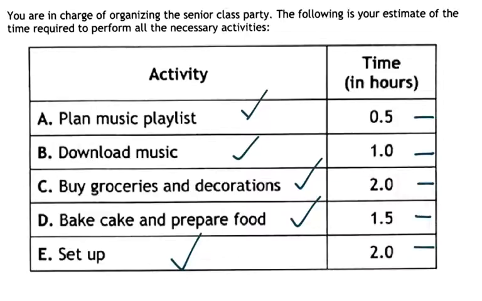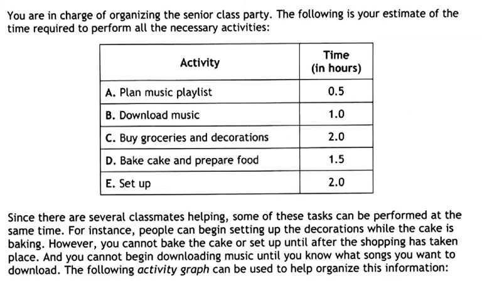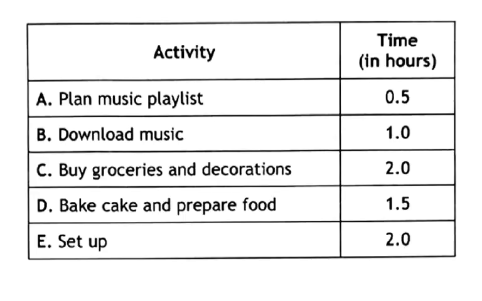And you have to figure out how much time you need to get this activity planned, how much time you need to organize everything. Since there are several classmates helping, some of these activities can be performed at the same time. For instance, people can begin setting up the decorations while the cake is baking. However, you cannot bake the cake or set up until after you've been shopping. And you cannot begin downloading music until you know what songs you want to download. So the following activity graph can be used to help organize this information.